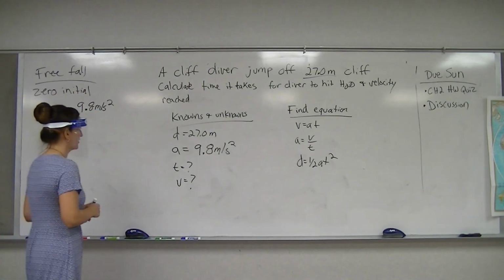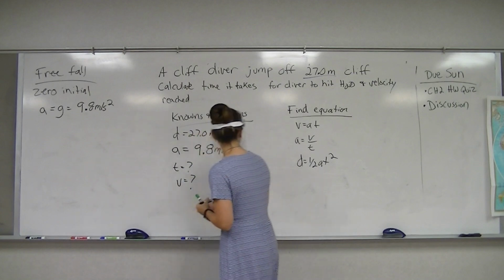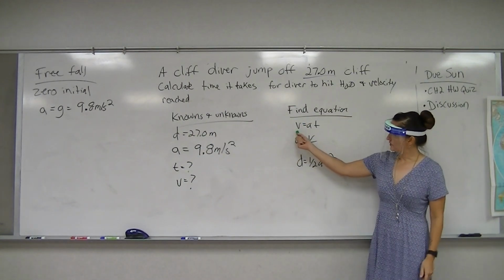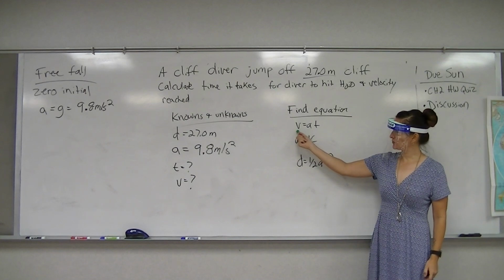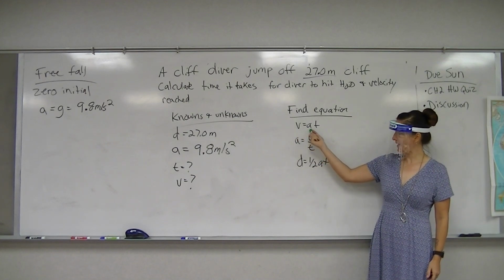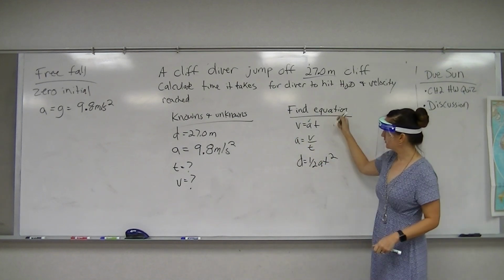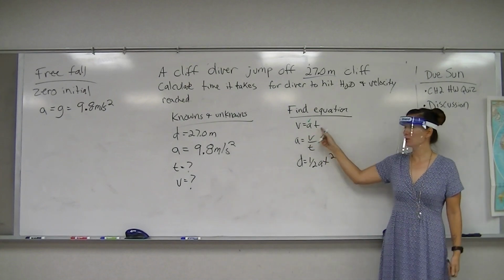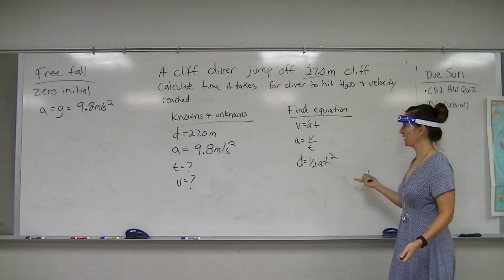Alright, so what equation is going to be useful? Let's see. Well, we're going to need more than one. Look at this first one. Velocity, do we have that? We do not. Acceleration, we have. Okay. Time, we don't have. So we can't use this one because we have two variables that we don't know. So we're going to keep looking.